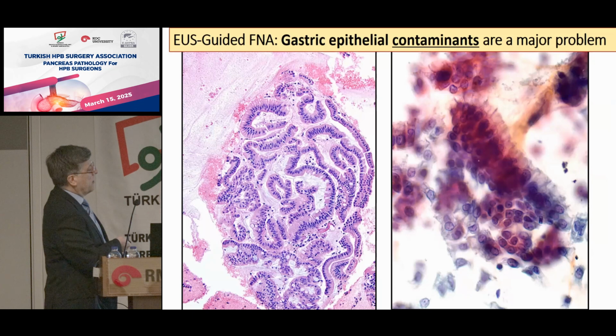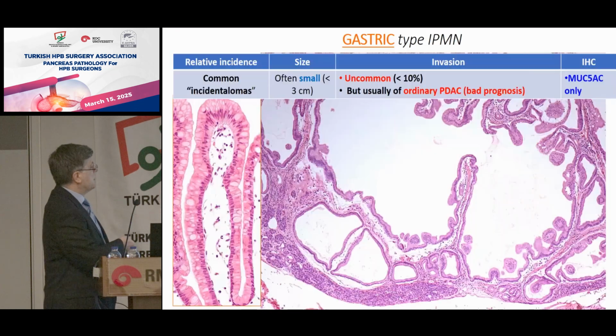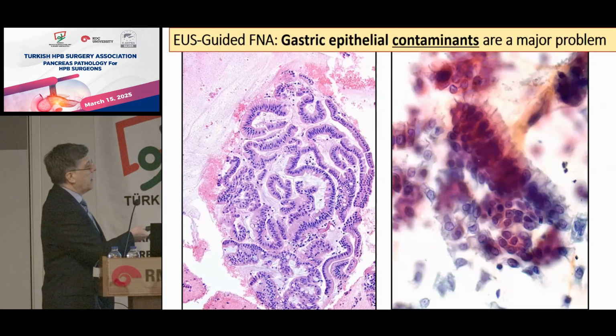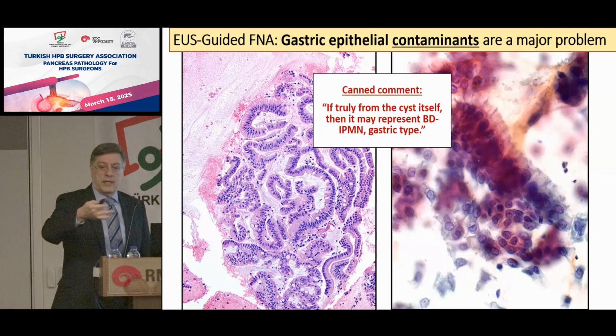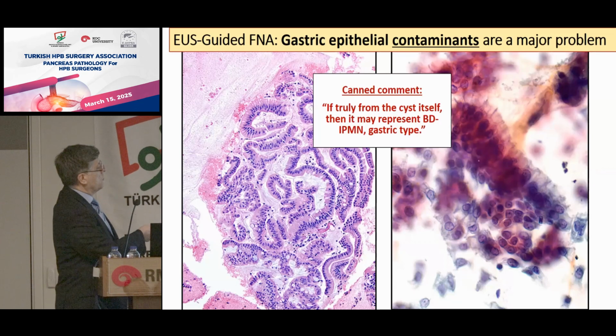Gastric epithelial contaminants are indistinguishable from these gastric IPMNs. If I show this picture to pathologists, they would say, why are you showing me a gastric mucosa? This looks like just normal gastric mucosa. All we need is to put a couple of parietal cells and it will be a perfectly normal gastric mucosa. So it's indistinguishable from normal gastric mucosa. So we sometimes have to give the diagnosis, so don't be upset about this. We have to just say, if truly from the cyst itself, then this may represent a branch duct type IPMN of gastric type.